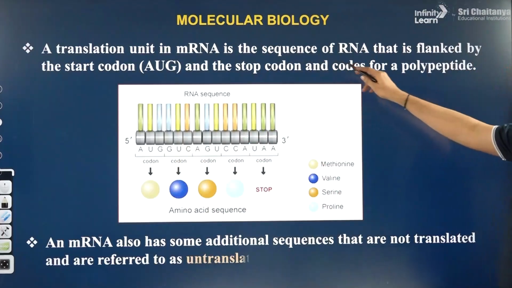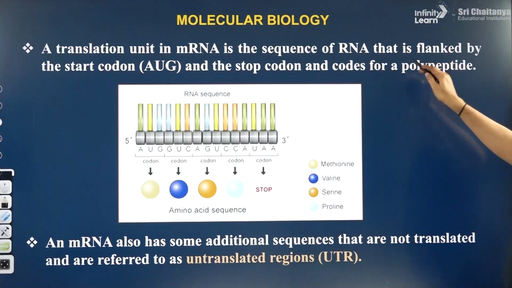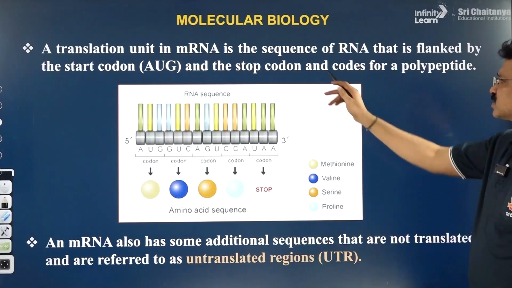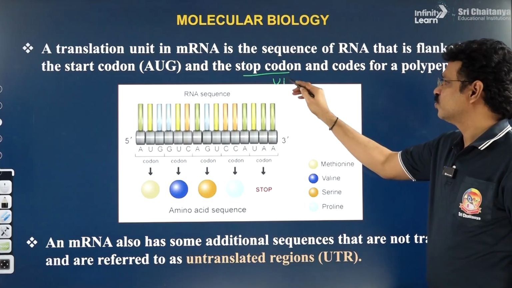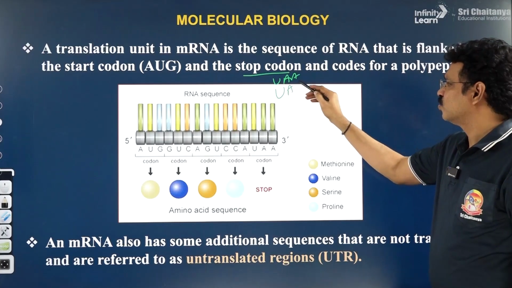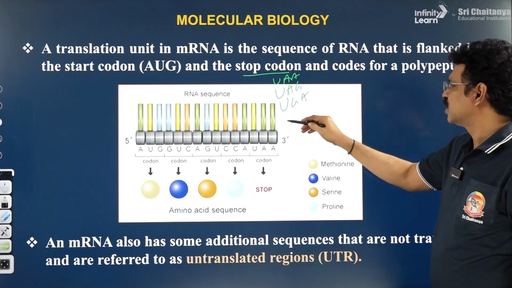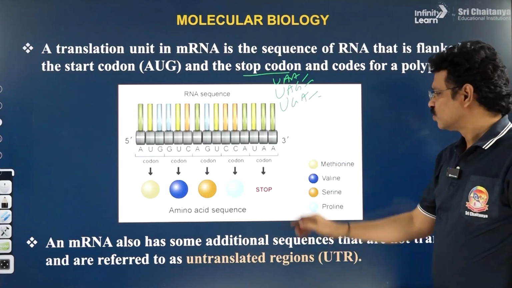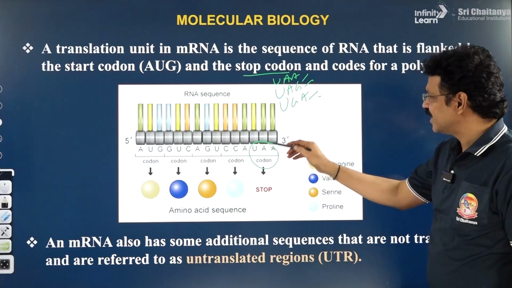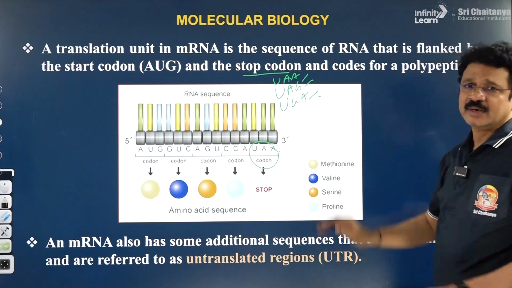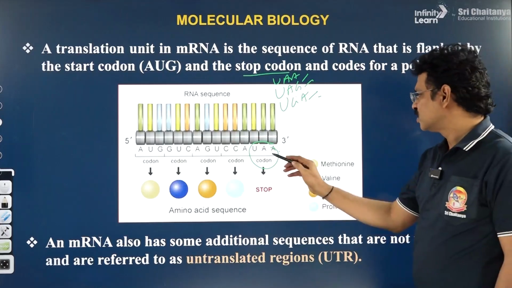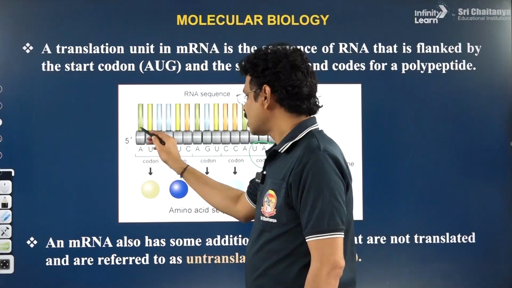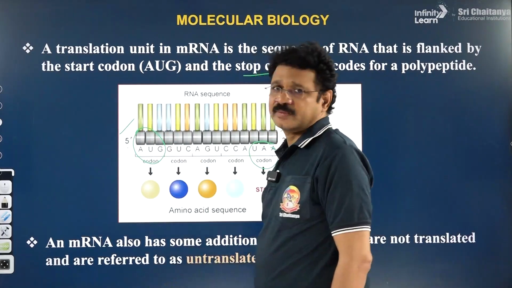Translation unit: mRNA is the sequence of RNA that is flanked by the start codon AUG and stop codons. They may be either UAA or UAG or UGA. Out of these three, any one is present in each mRNA. There is no scope for the presence of three types of stop codons within an mRNA molecule. Out of three, only one is present here at the 3' end. But the start codon is close to the 5' end of the mRNA molecule.